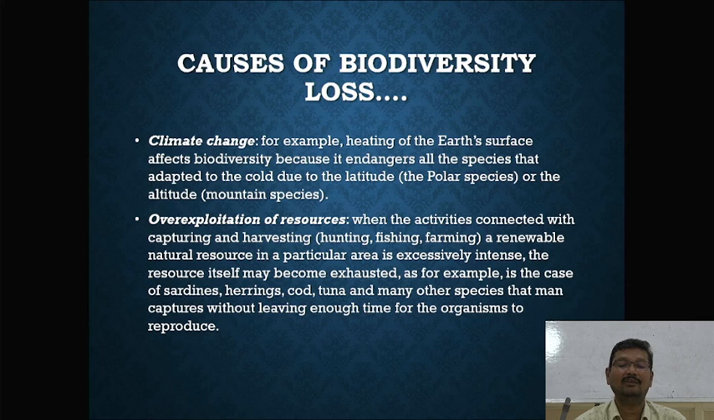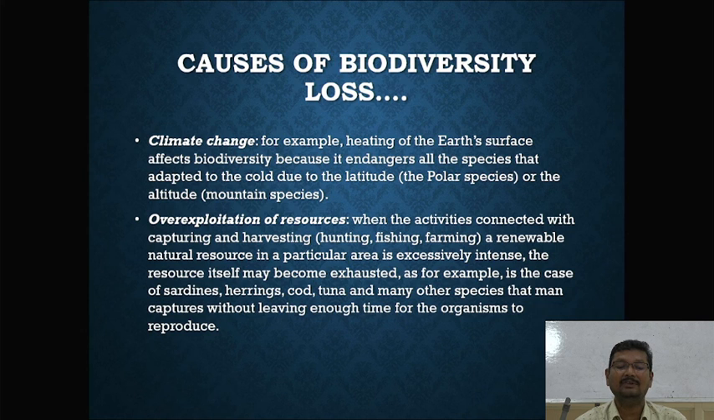For example, heating of the earth's surface affects biodiversity because it endangers all the species that adapted to the cold, due to the latitude, the polar species or the altitude mountain species. We can observe such types of climatic changes in mountain species. And overexploitation of resources: indiscriminately utilizing the resources will affect climatic change, and not only that, the number of species in the environment will decline.